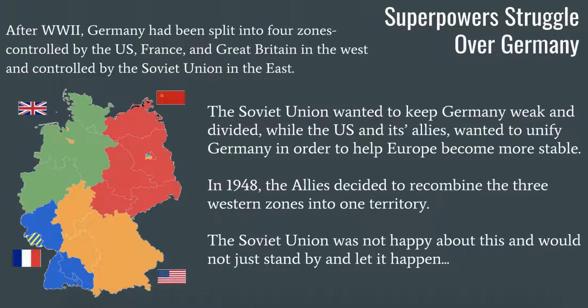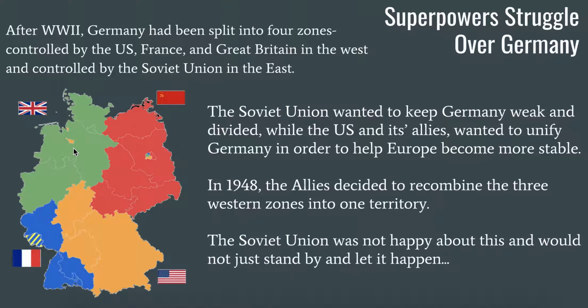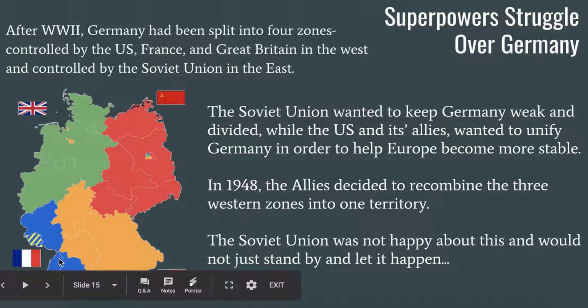So let's look at Germany now. After World War II, as you see in this map here, Germany was split into 4 zones. This top green zone was held by Great Britain. This blue zone was controlled by France. And this orange zone is controlled by the US. And the red zone up here is the Soviet Union.